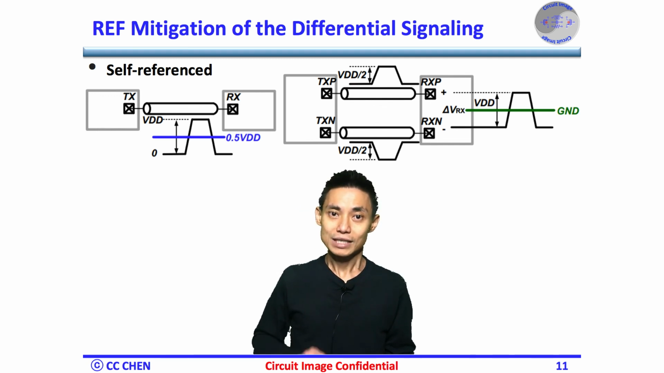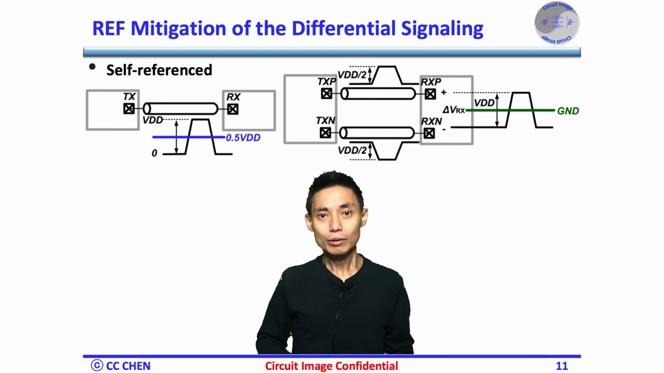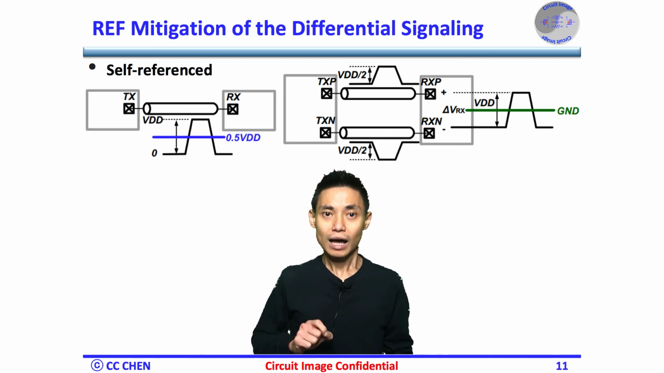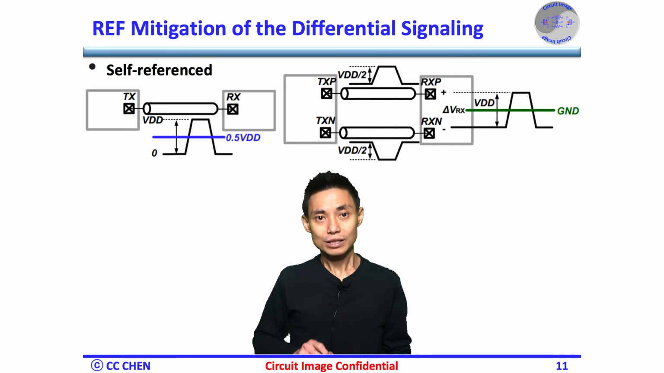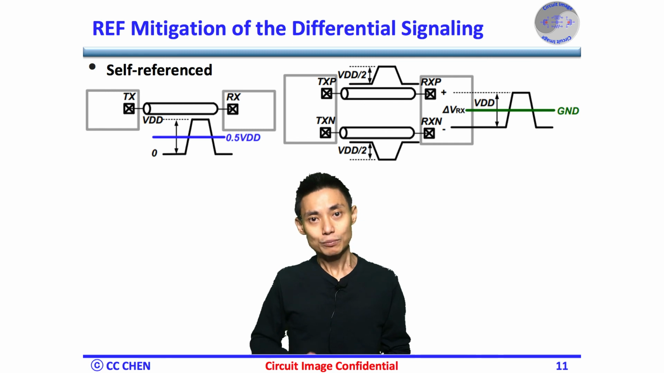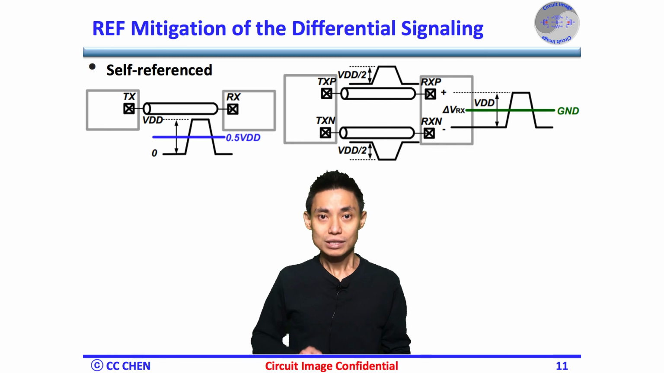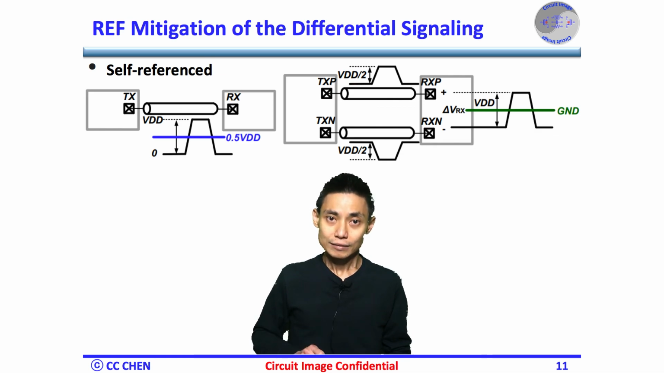But the self-reference is very critical in matching between the positive and negative pin. To be clear, the common mode interference would have zero effect since both TXP and TXN are seeing the same interference. So the interference signal of the delta Vx would be 0. But if there's a mismatch between the positive and negative pin, then the interference of the differential signal delta Vx will not be 0. We will describe the matching in detail later.